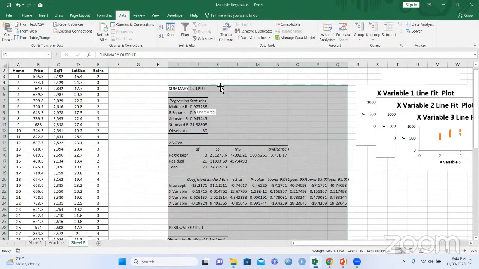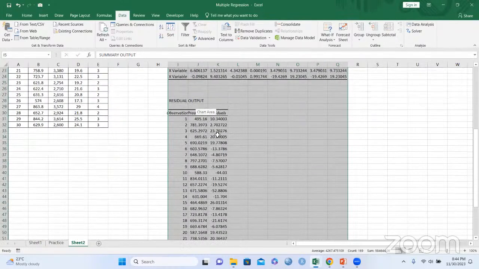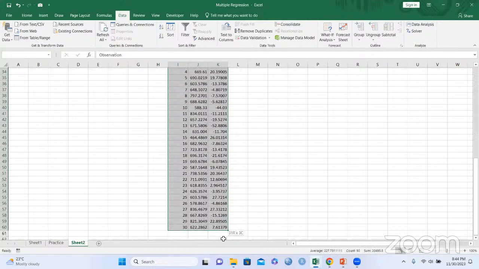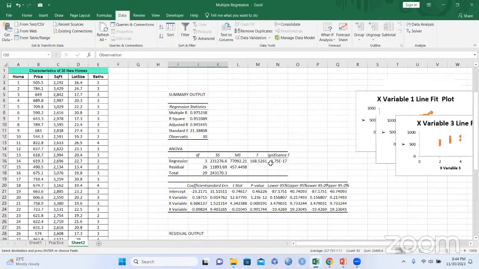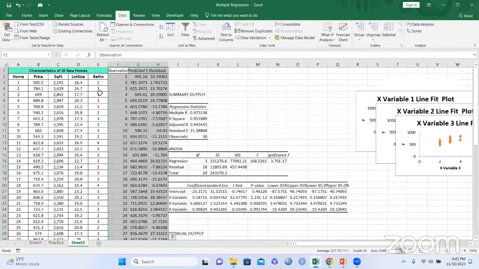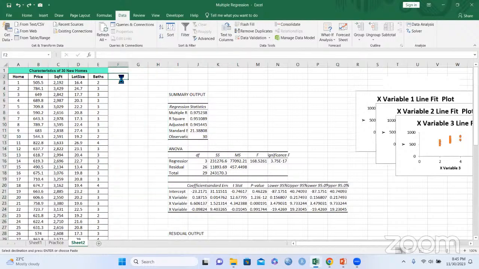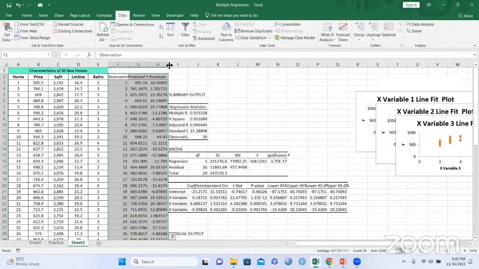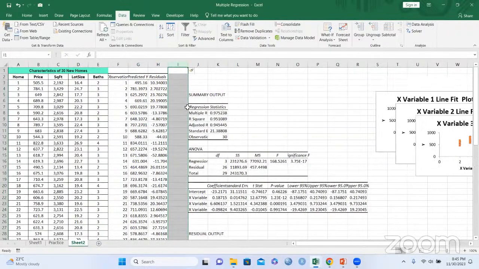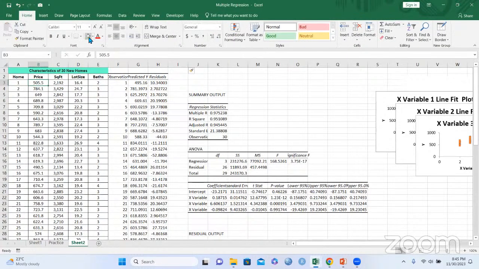I've just mentioned something called residuals. Here if you see, I'm taking these particular values. 30 observations I got, right? I'm copying and pasting them so that it will be good for comparison. I hope you can see this, right? Yes, sir. First, the actual price was 505. My predicted price was 495. This is the first prediction.